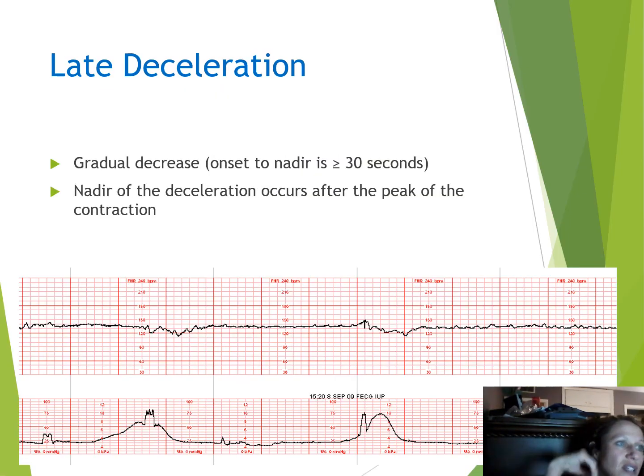Late decelerations. So a late deceleration is where you have a gradual decrease from the onset to the nadir is greater than 30 seconds, okay? Or equal to, greater than or equal to, you see it on the slide. And it actually occurs, the nadir occurs after the peak of the contraction, okay? So you see on these, the nadir, the lowest point of that decel is after the peak of the contraction.